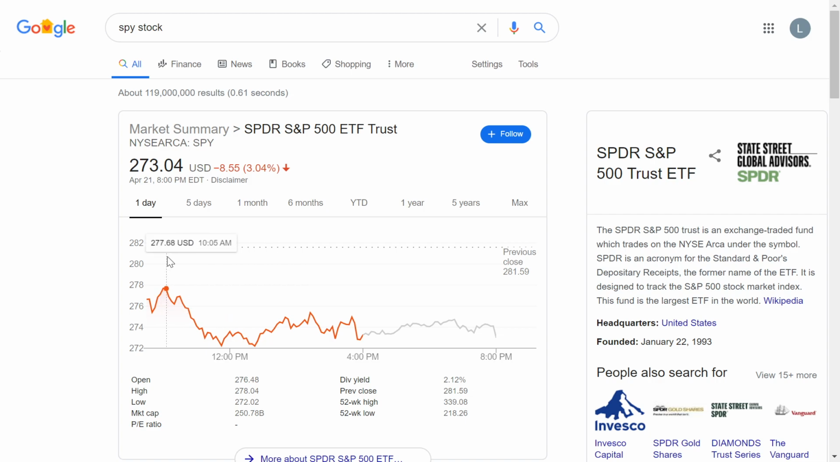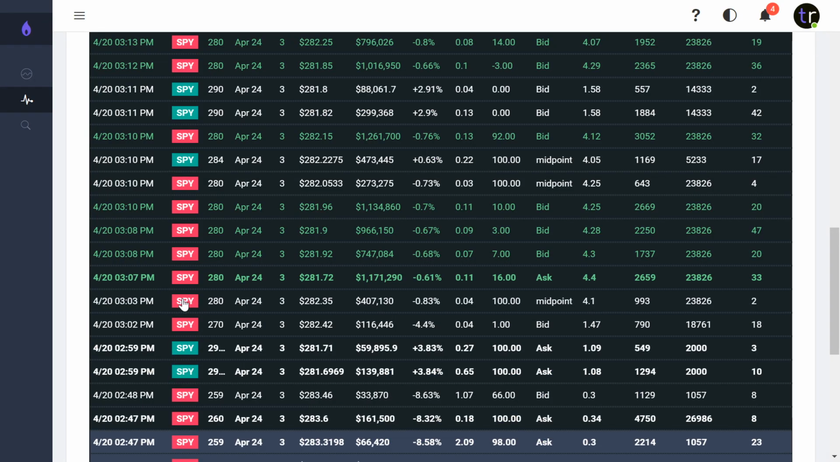As you can see here, this is SPY playing out. It didn't even attempt to go back above 280, so all those 280 sweeps were in profit the whole day, even with this little spike here and then it crashing down. At no point did they ever actually lose money on that. And that's about all I wanted to cover in this video for this particular strategy.